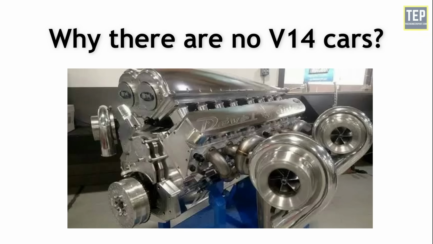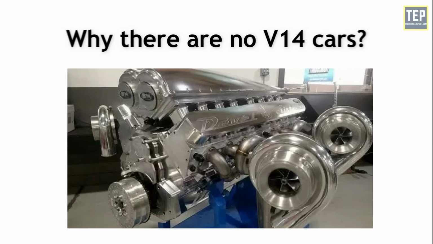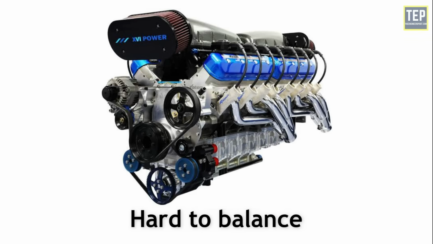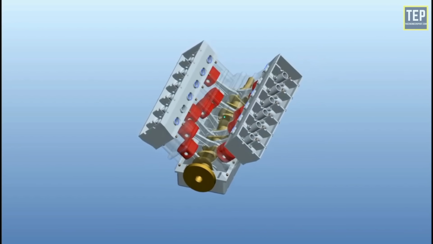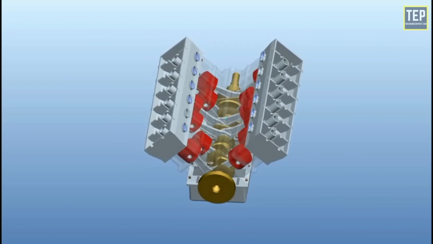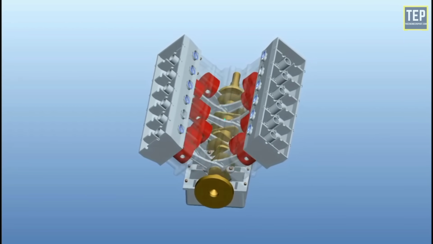The V14 offers 2 banks of 7 cylinders, so it's an odd configuration that would be hard to balance. A V12 would be easier and cheaper, and inherently balanced, so it makes a good choice for cars.